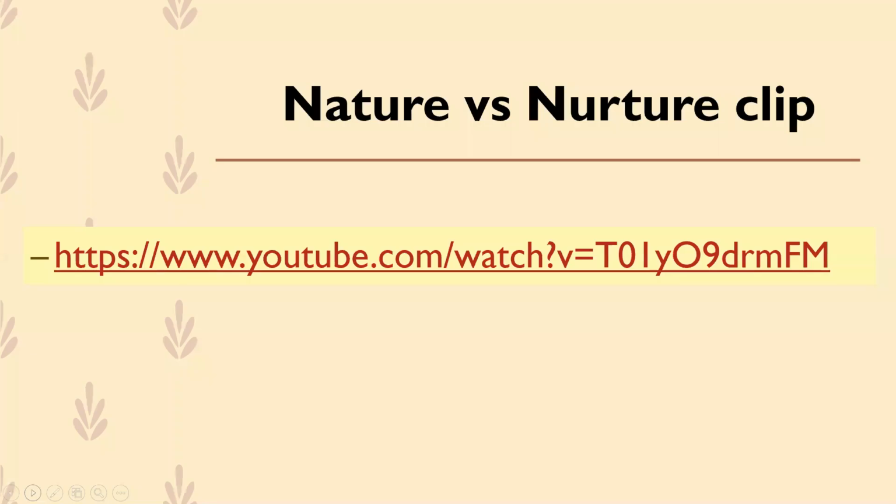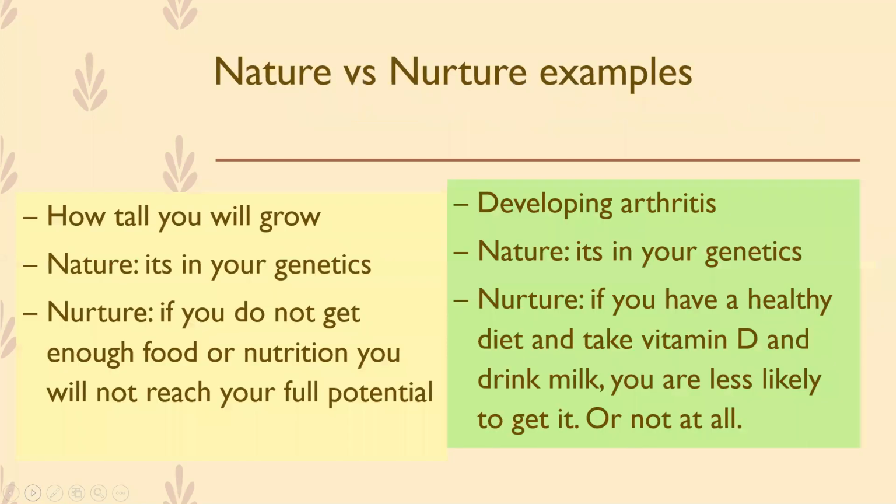So the nature versus nurture clip, we did watch that in class. You can go through this again if you want to understand the topic better. We remember when we did this in class and I asked you to come up and give examples. Some of you said how tall you'll grow is in your genetics. The other example was developing arthritis. It could be in your genes, but if you have a healthy diet and take in all the proper nutrients required for bone growth and bone development, you might be less likely to get it, or you might not get it at all.